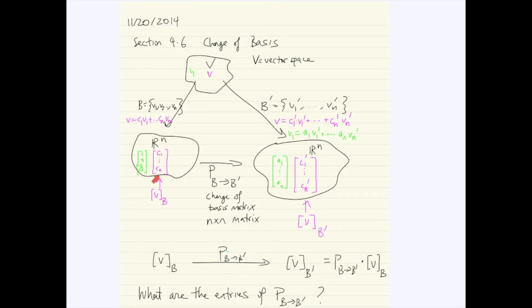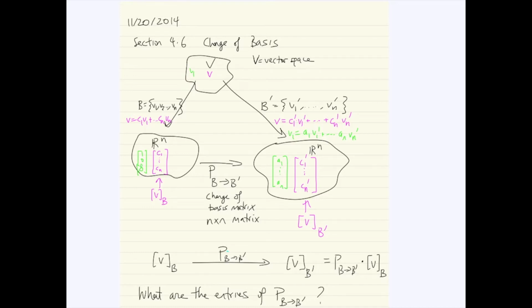these n real numbers, c1 up to cn, called the coordinates of the vector V relative to the basis B. And that notation then is bracket V subscript B to denote the column vector that consists of these numbers. For example, if the numbers are 1, 0, 0, 0, 0, then c1 is 1, the rest are 0, so our vector V is just v1. 1 times v1 plus 0 times everything else is 0, so we're just left with v1.